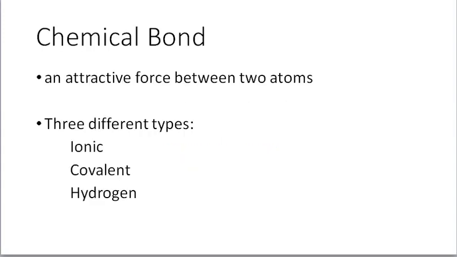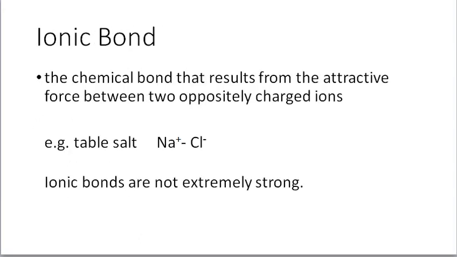Chemical bonds are attractive forces between two atoms. There are three basic types of chemical bonds: ionic, covalent, and hydrogen. As you might surmise from the name, ionic bonds involve ions. Specifically, ionic bonds are the attractive forces between two oppositely charged ions. In table salt, sodium chloride, a positively charged sodium ion is attracted to the negatively charged chlorine ion. Ionic bonds are not extremely strong.